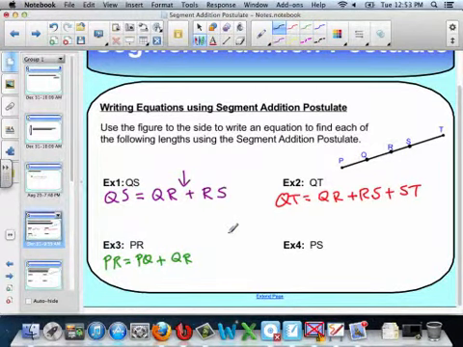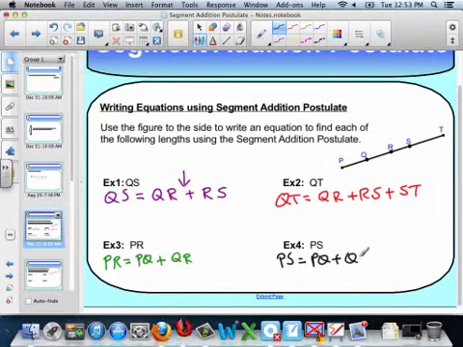And finally, number 4. Bill? Going to be PQ plus QR plus RS. All right, guys, we got this? Sum of parts equals the whole. It's not difficult, is it?